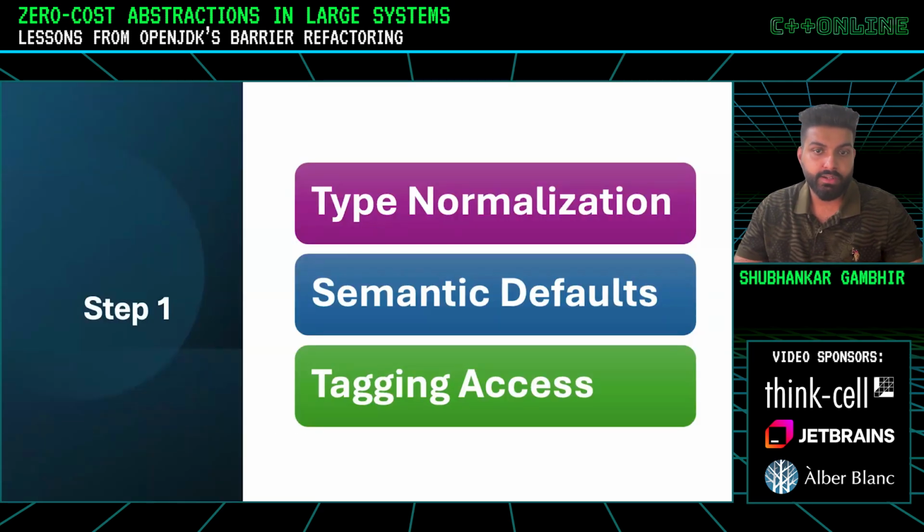Step 1 is the front door. It acts as our bouncer and our translator. It has three main responsibilities: type normalization, semantic defaults, and tagging access.